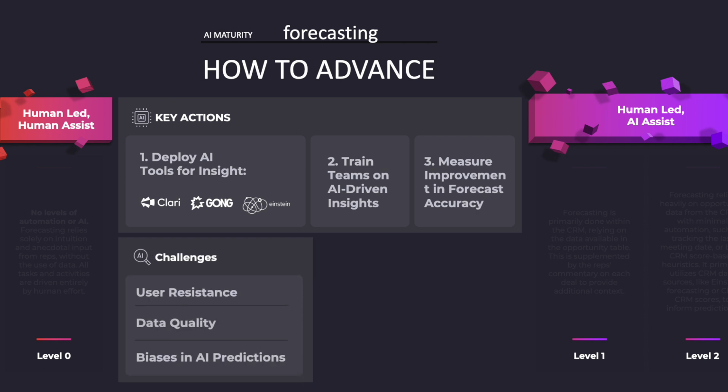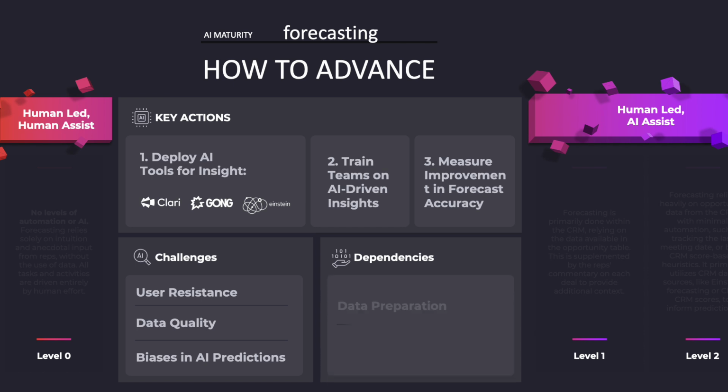Next are the challenges. So you're going to see and have some user resistance because sales teams may resist relying on AI and oftentimes may fall back to what they're used to or comfortable doing. Data quality becomes a key importance here. AI systems rely on high quality data, which may be incomplete or inconsistent in these early phases. And then also a bias in AI predictions. So without having clean historical data, AI predictions may be skewed or overly reliant on certain data points only.